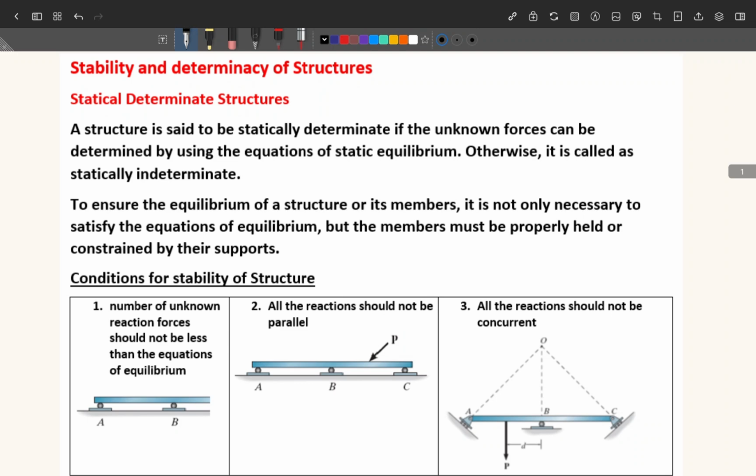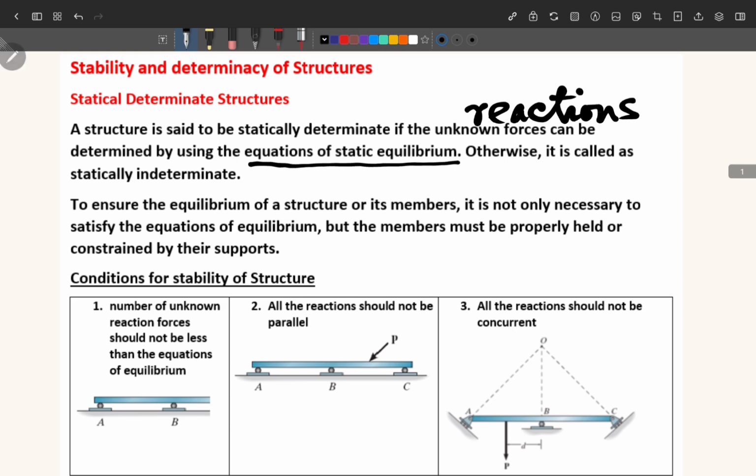A structure is said to be statically determinate if the unknown forces can be determined by using the equations of static equilibrium. What does it mean? What are the unknown forces? Unknown forces are the reactions at the supports. Right? If you don't know the reactions at the supports, we cannot calculate shear force, we cannot calculate bending moment, we cannot calculate deflection. And what are the equations of static equilibrium?